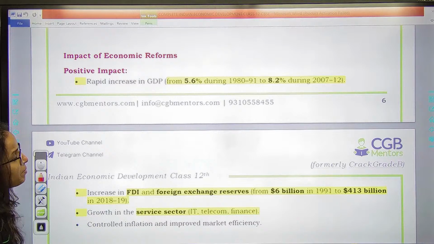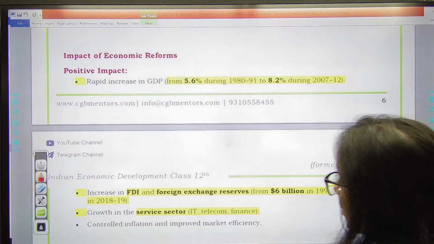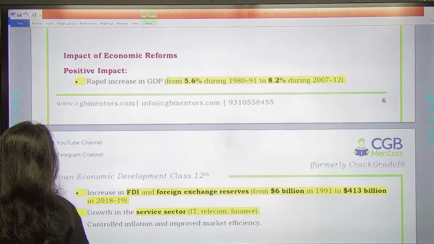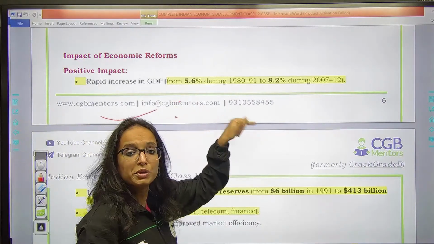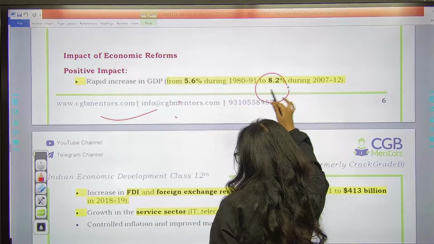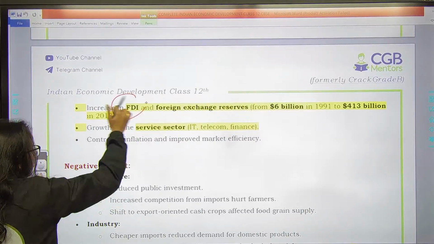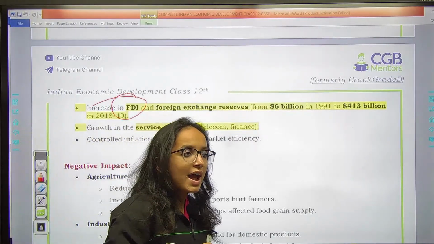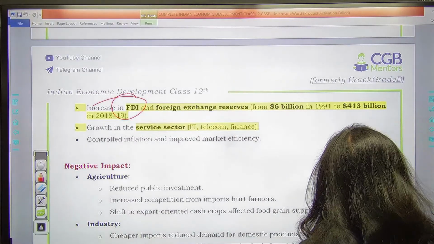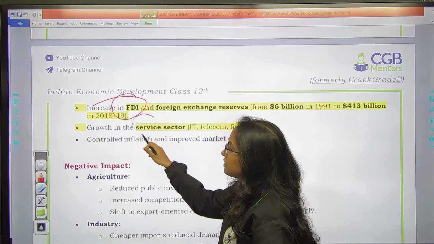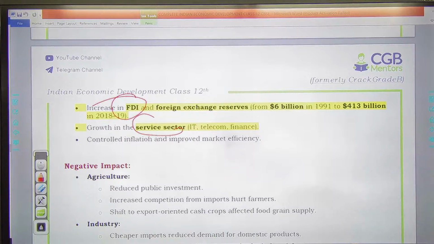The next one is the impact of these economic reforms. So the LPG reforms we have talked about. What has been the impact? If you look at the positive impact, it helped in rapidly increasing GDP from 5.6 to 8%. So Indian GDP increased exponentially. Then an increase in FDI. Now more FDI came with private players coming in, so we had swelling foreign exchange reserves, right? Foreign exchange reserves swelled, which was necessary. And then growth in the services sector: because of BPOs and call centers, the services sector boomed, as I have already told you.